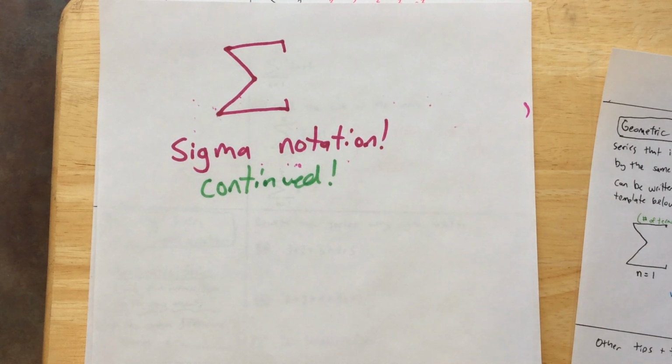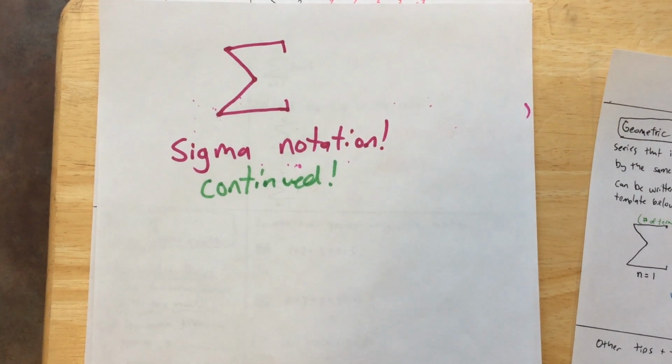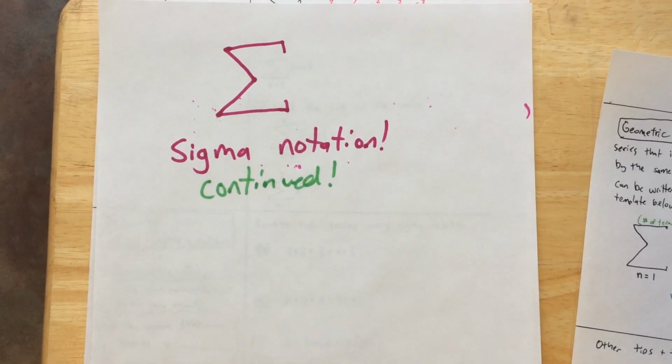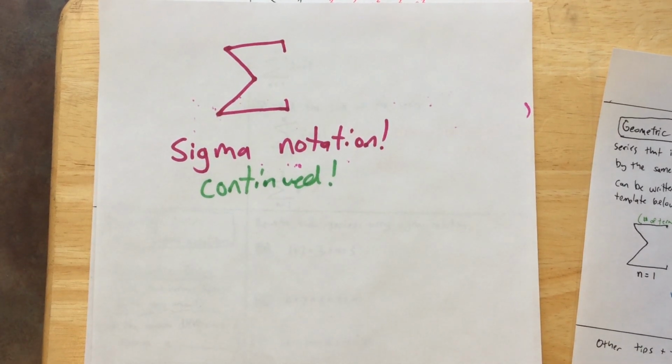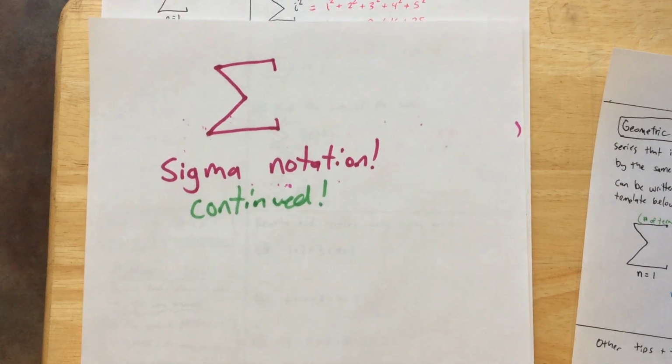Hopefully you've had a day or two to practice some basic Sigma Notation skills, and we get to continue on today. You may have noticed on your homework there were a bunch of problems that I didn't really teach you how to do, where you were asked to rewrite a series using Sigma Notation. Hopefully you were able to figure out a lot of those on your own, because I think they are kind of like fun puzzles. But today we're going to give you some concrete strategies for how to do those types of problems.